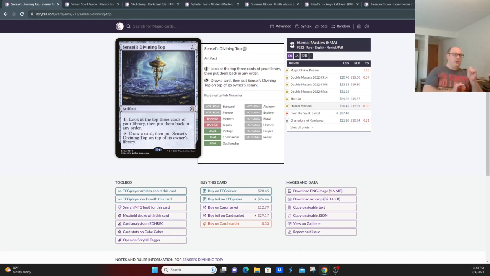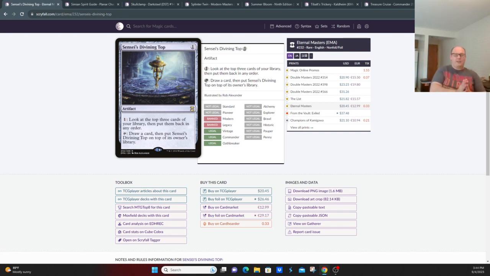That's it. Let's get into card number one, Sensei's Divining Top. Now, this is a card banned in pretty much every format but Vintage, not because of power level, but because of time constraints. So this card is: one, look at the top three cards of your library, put them back in any order; tap, draw a card, then put Sensei's Divining Top on top of its owner's library.